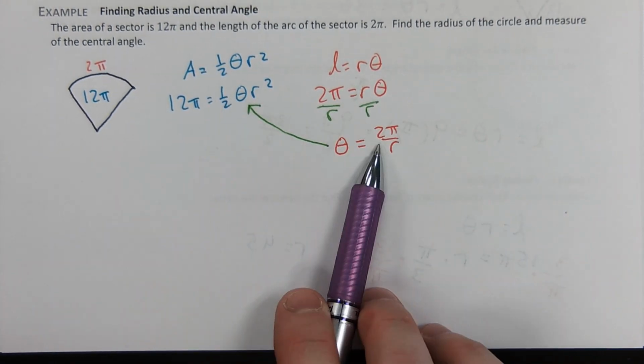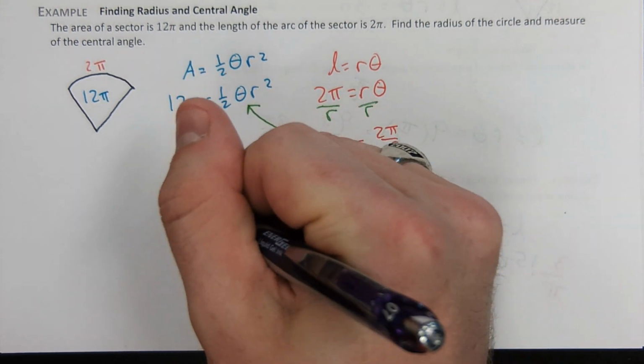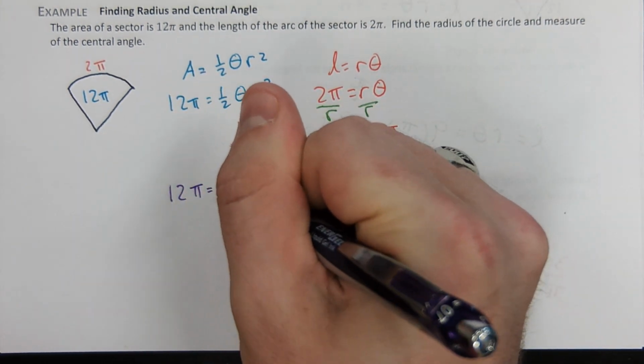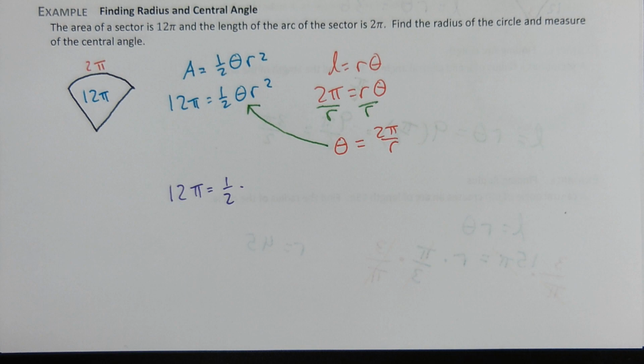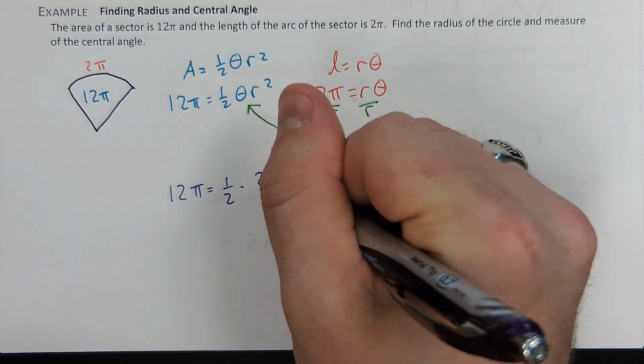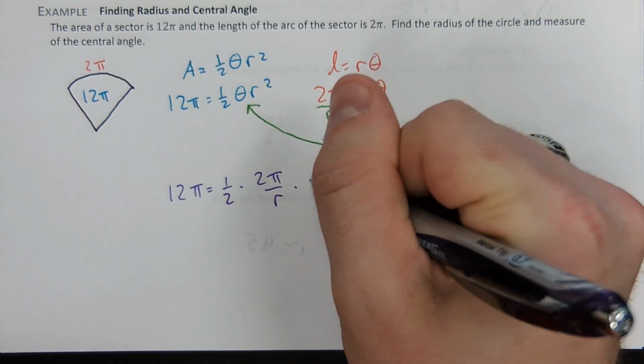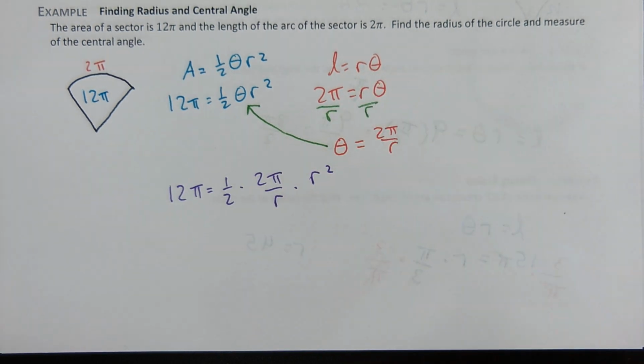Since I'm combining blue and red, I'm going to write in purple. Theta is 2 pi over r. And then I have an r squared. Are you with me so far? Everything I've done is cool so far. Okay.